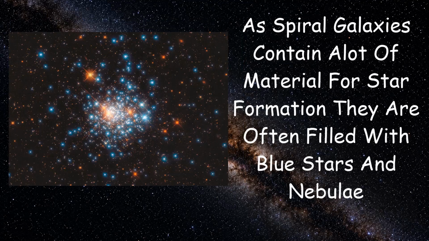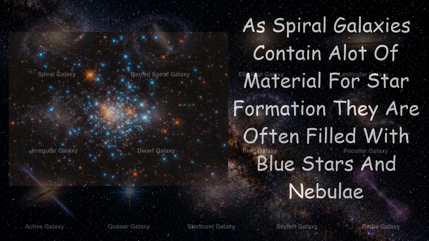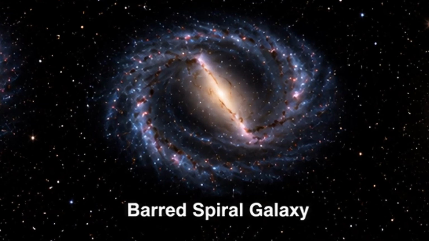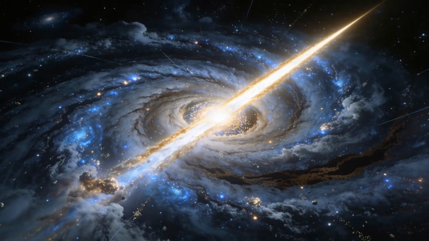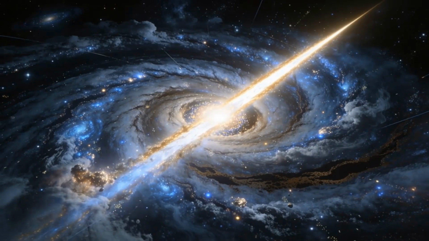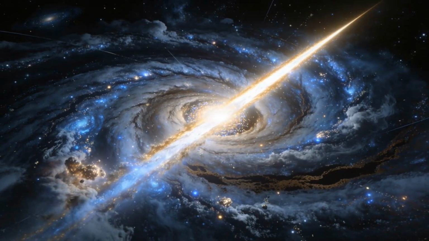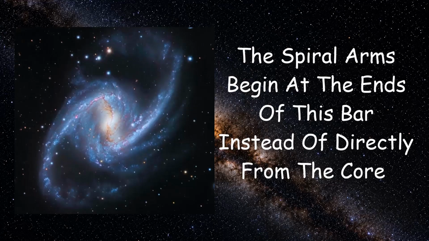Because spiral galaxies contain so much material for star formation, they are often filled with bright blue stars and glowing nebulae. Barred spiral galaxy. Barred spiral galaxies look similar to normal spiral galaxies, but they have a straight bar of stars running through the center.